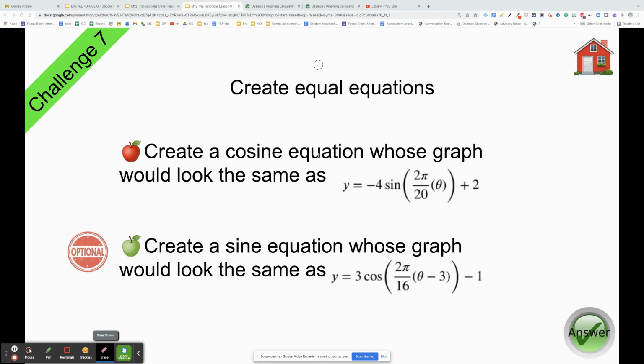Great. Okay, create a cosine equation whose graph would look the same as this. This is a great question. I want you to wrestle with this question. Put this video on pause, and then I'll try my best to make a great explanation. Put the video on pause.